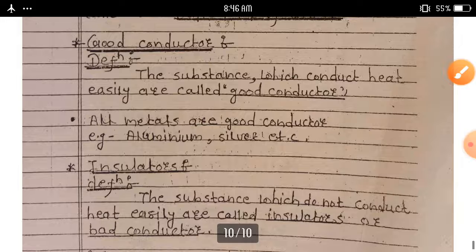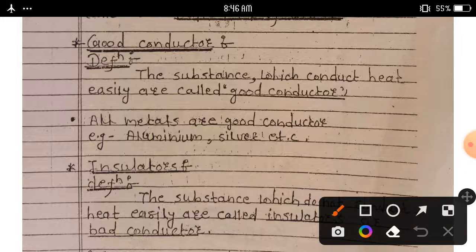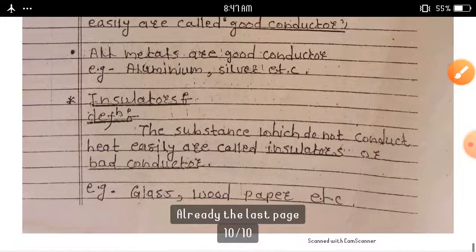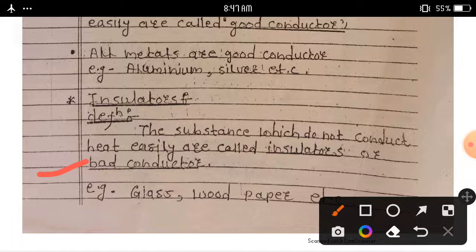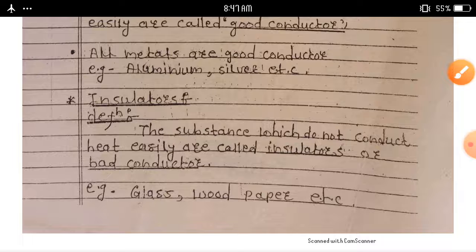And next one, what do you mean by good conductor? Definition: the substances which conduct heat easily are called good conductors. All metals are good conductors, for example, copper, aluminum, silver, etc. And another one is the insulator. Definition: the substances which do not conduct heat easily are called insulators or bad conductors. For example, gas, wood, paper, etc.